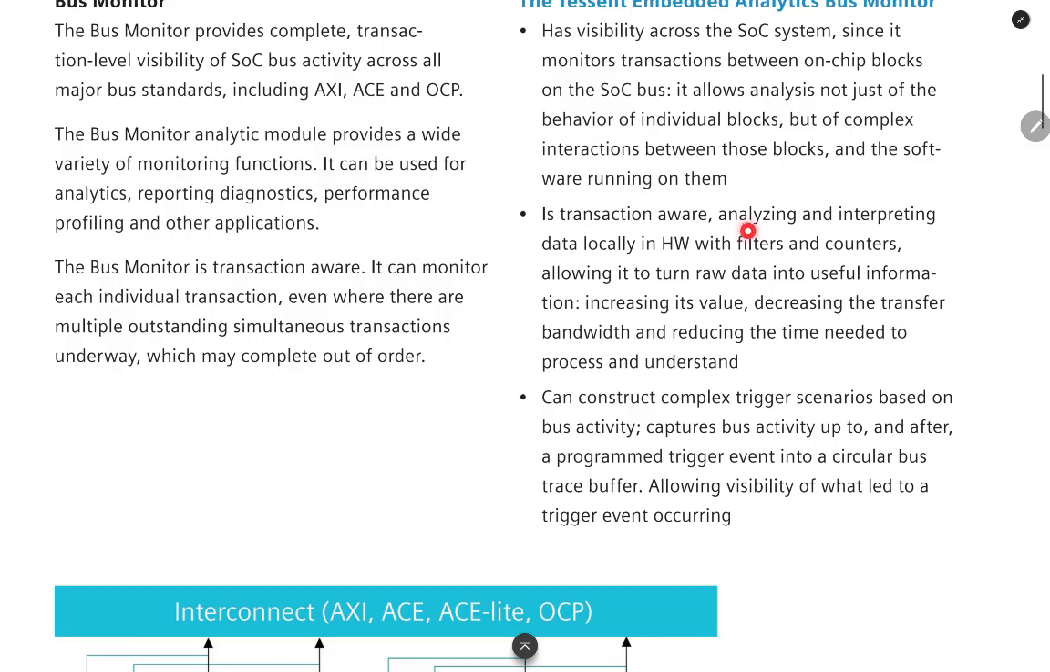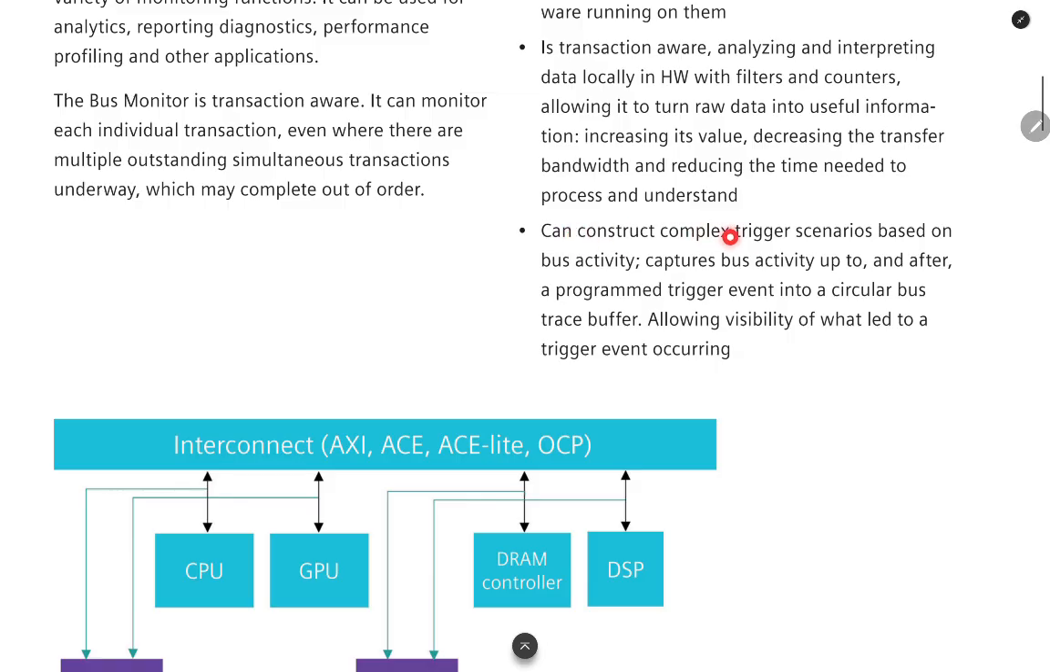Being transaction aware, it analyzes and interprets data locally in hardware with filters and counters, allowing it to turn raw data into useful information, increasing its value, decreasing the transfer bandwidth, and reducing the time needed to process and understand it. It can construct complex trigger scenarios based on activity, and capture bus activity up to and after a programmed trigger event into a circular bus trace buffer, allowing visibility of what led to a trigger event occurring.